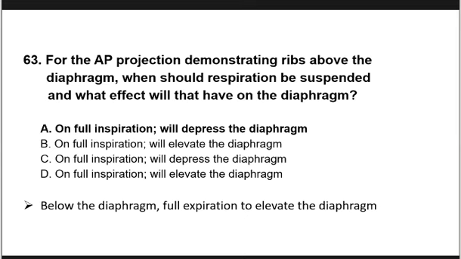So pag ribs above the diaphragm, full inspiration. So the diaphragm now will depress. So pag ribs below the diaphragm naman ang i-demonstrate natin, the instruction given is full expiration, where the diaphragm elevates. Okay, so that is alpha for number 63.